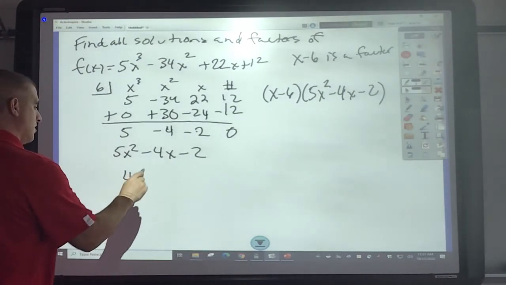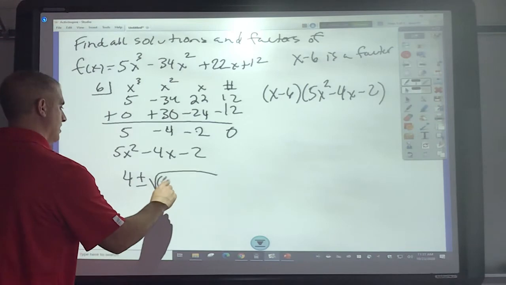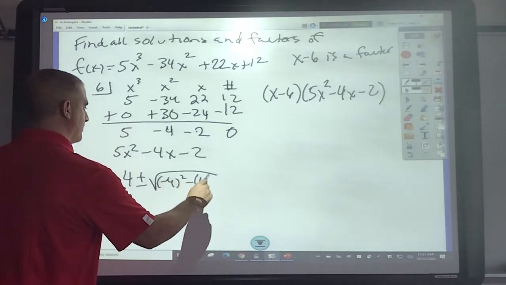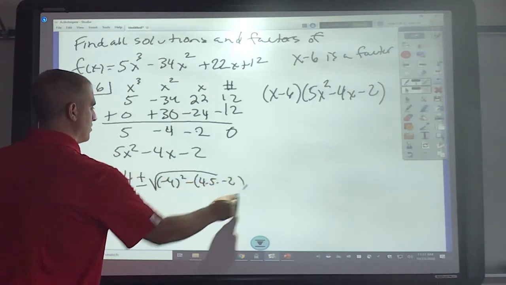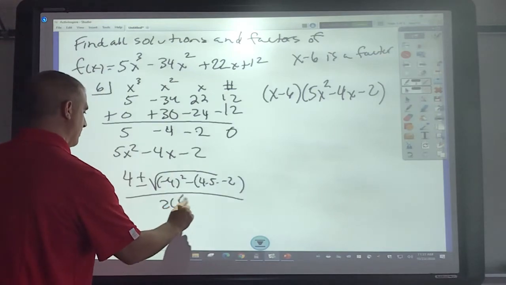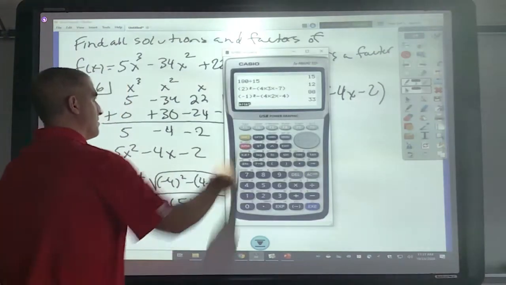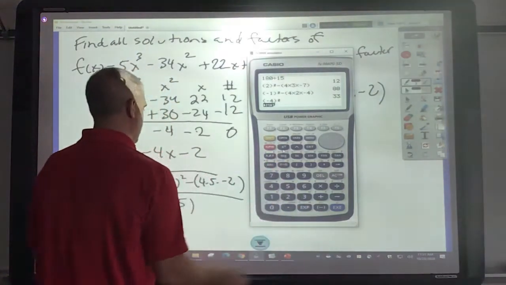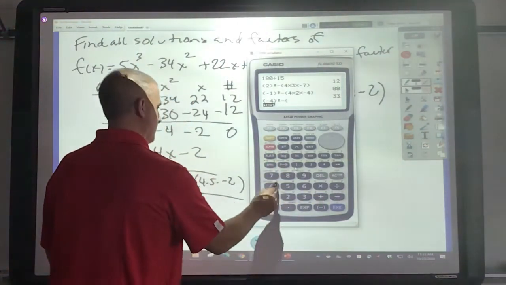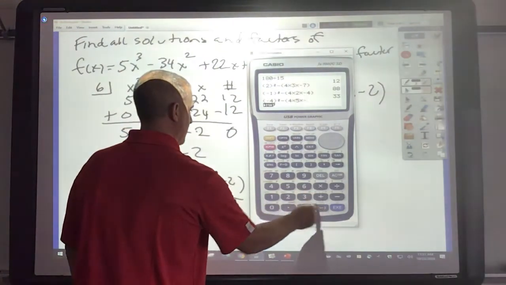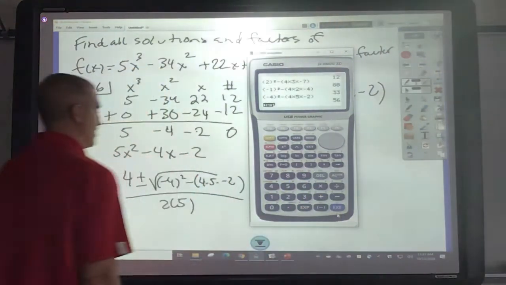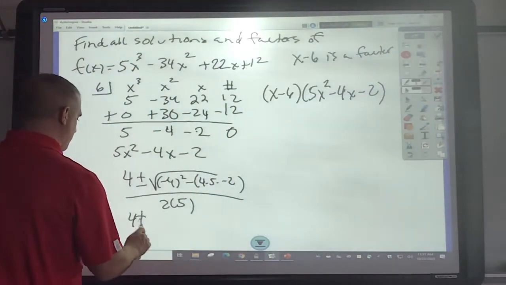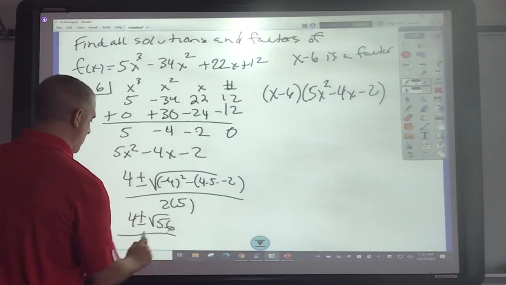So I have 4 plus and minus, negative 4 squared, minus 4 times 5 times negative 2, all over 2 times 5. Okay? All I want to do is figure out the part that's underneath the square root. Negative 4 squared minus 4 times 5 times negative 2, okay, that's going to be 56. So 4 plus and minus the square root of 56, all over 10.